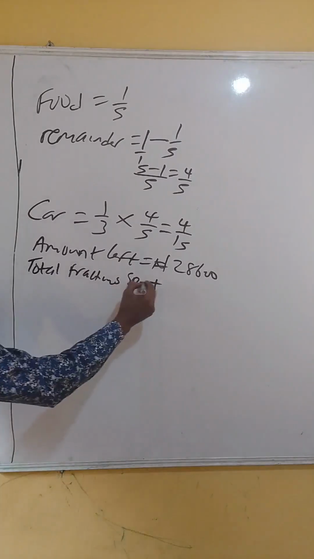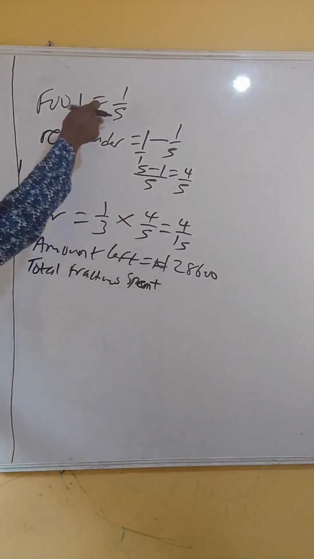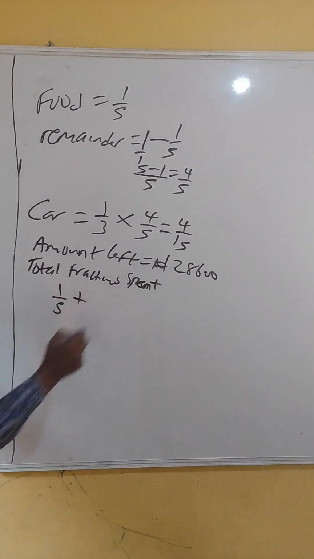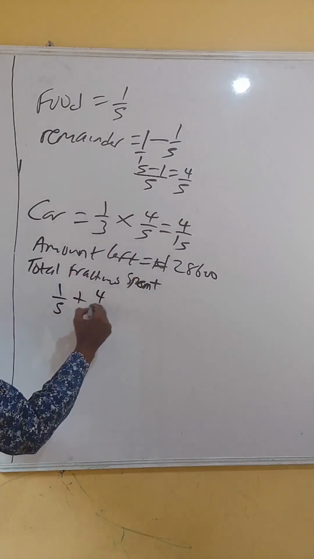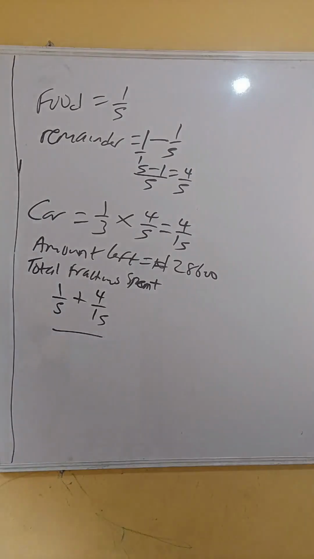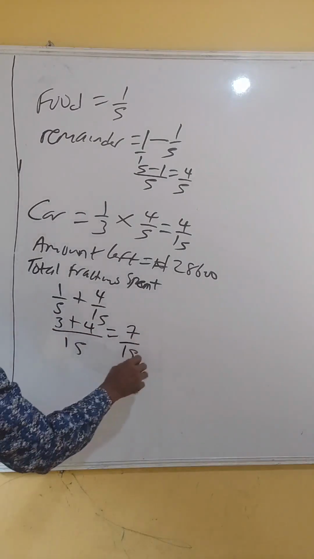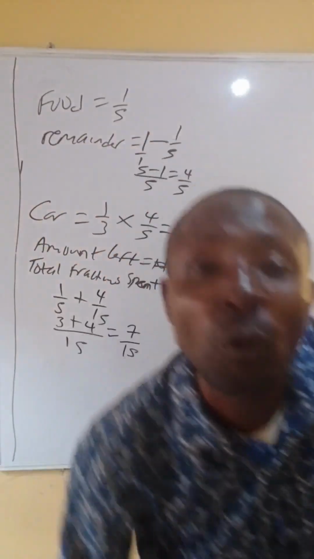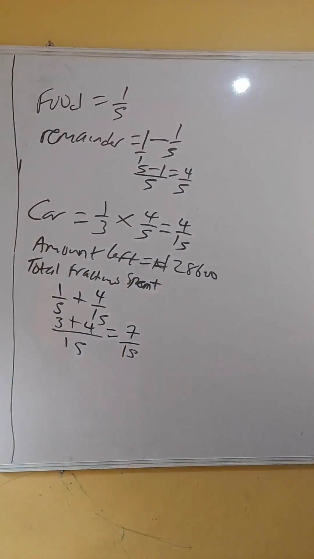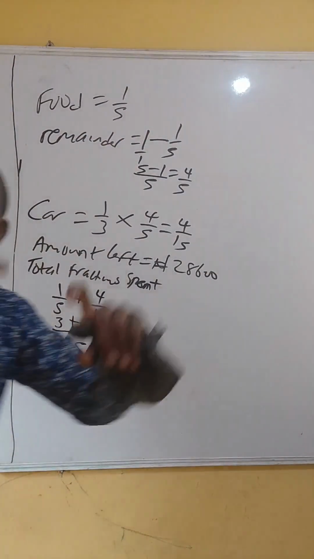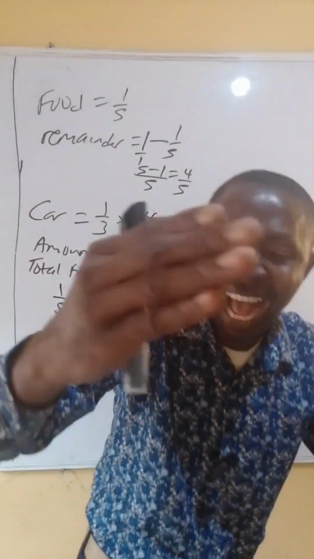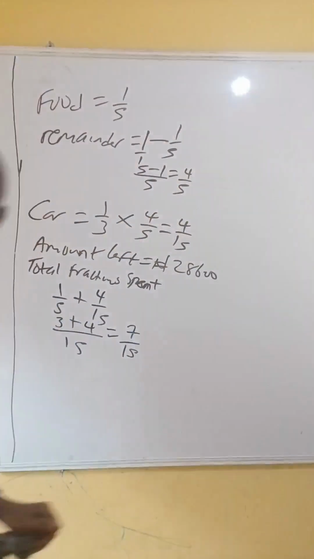Let me show you. He spent 1/5 on food, plus 4/15 on the car. Find the LCM. LCM is 15. 5 to 15 is 3. 3 times 1 will give me 3, plus 15 here is 1, 1 times 4 will give me 4. What do we have? 7/15. Now, listen. So he spent 7/15 on what? On his car and on food. Now, what do we have left?